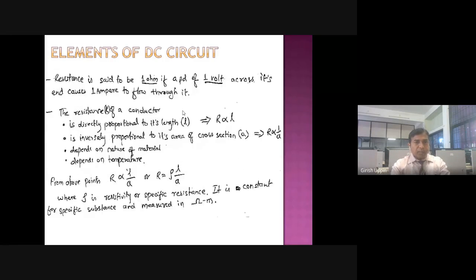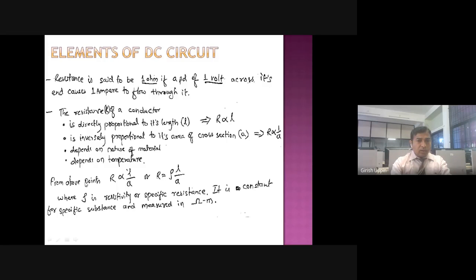That is correct. So resistance of a conductor is directly proportional to its length. As length increases, resistance increases. It is inversely proportional to its area of cross section. As area of cross section increases, resistance decreases. As area of cross section decreases, resistance will increase. It depends on the nature of the material and depends on the temperature. As temperature increases, resistance will increase.